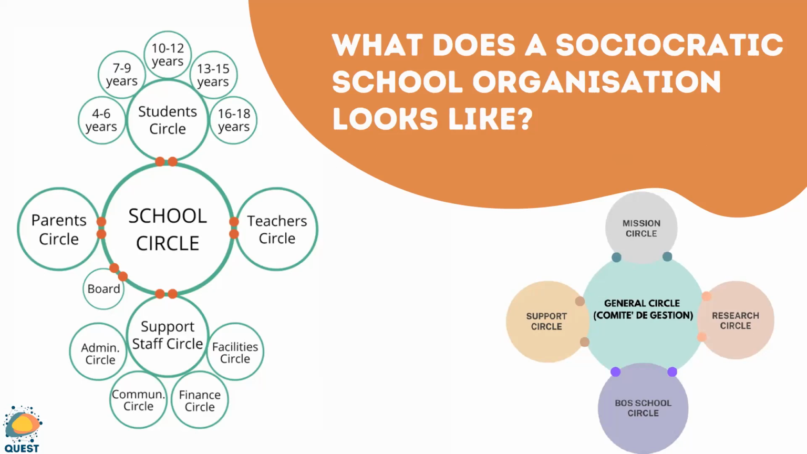On the right side, we have a much easier design of a school, which was actually the school that I coordinated before starting Quest. We had just a general circle, a support circle, the school circle, and the research circle. But we were also only 10 staff and 15 students, so it was manageable to keep it quite simple.